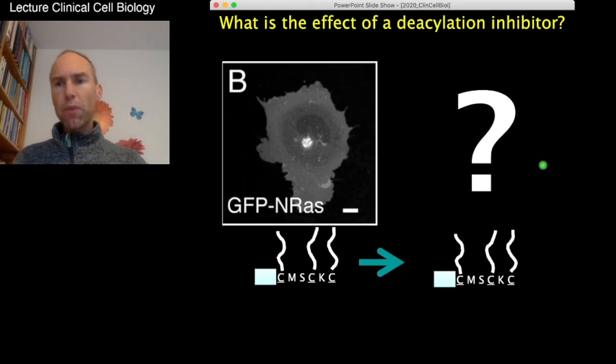Now, one of the potential reasons for the difference in localization is this reversible acylation on the palmitate groups. And so the idea of the researchers was, what would happen if this palmitoyl chain is there forever, when it's always stuck there? And this is a question that they try to address.